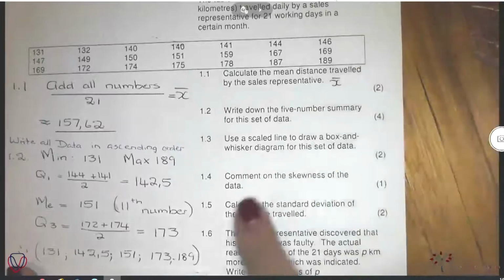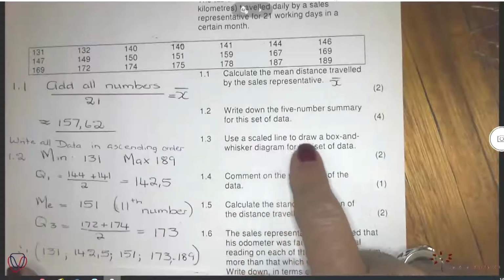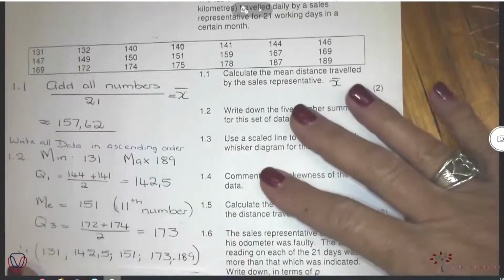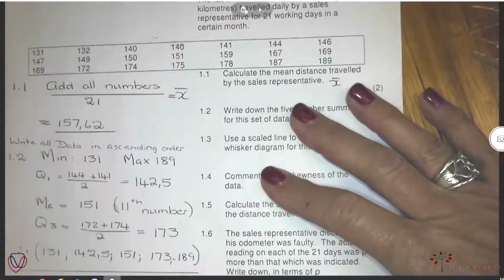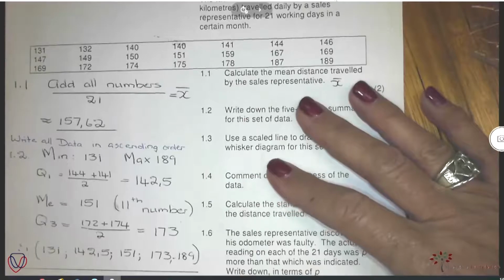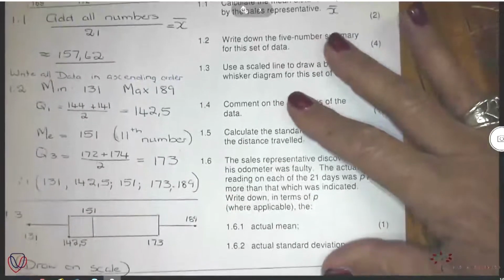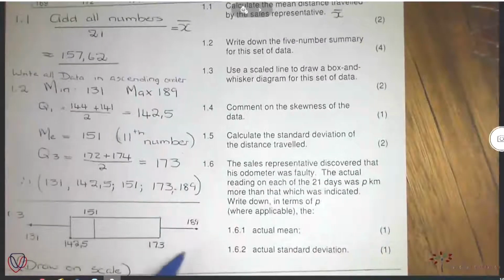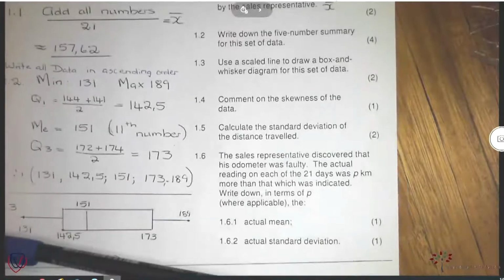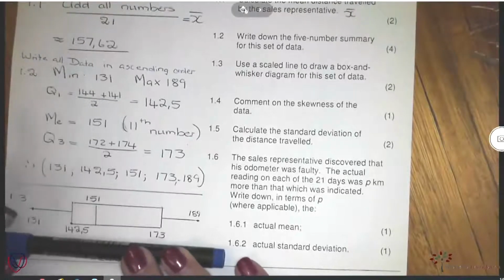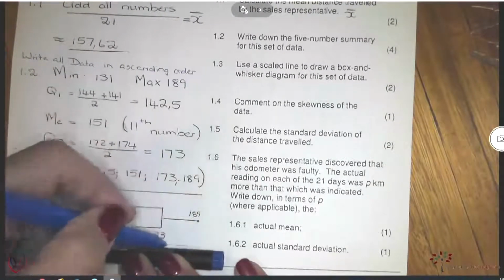Next question, 1.3. Use a scaled line to draw a box and whisker diagram for this set of data. Now, I was so lazy, I didn't draw a scale diagram. I just did this. I actually said there, draw it on scale. I didn't do the scale. Do your scale here at the bottom. Let me just get something to draw a line with. Do your scale here, because it is important for the skewness to have the correct scale.